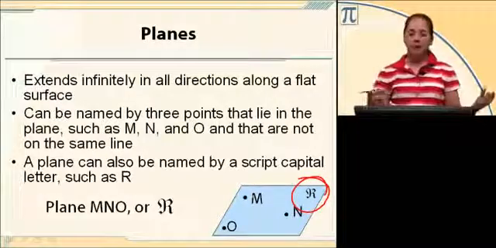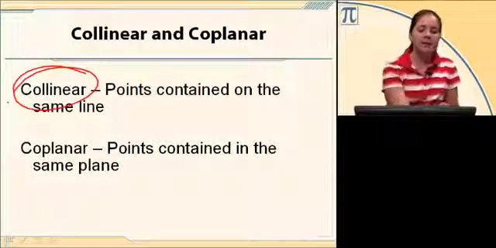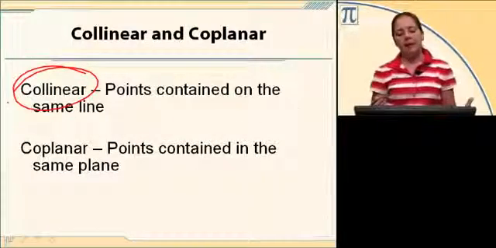So, planes. Collinear and coplanar. Collinear means that they're points that are on the same line.